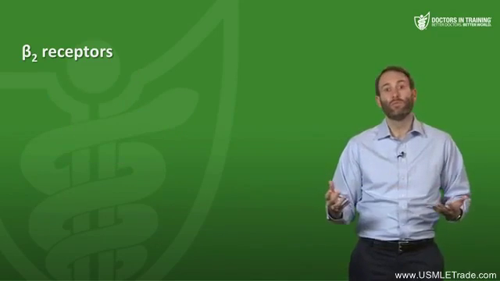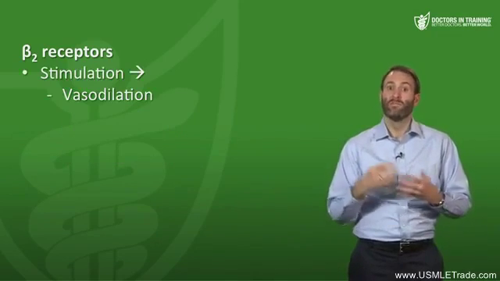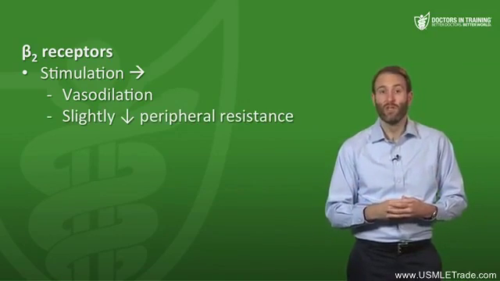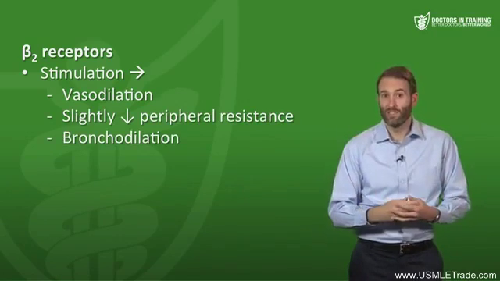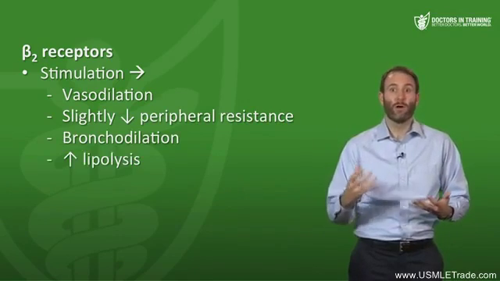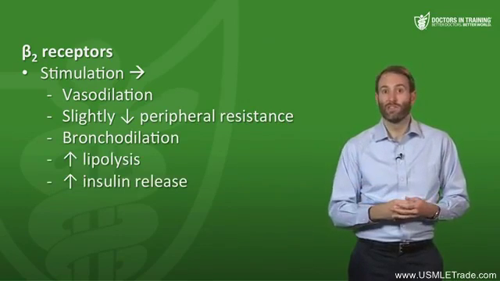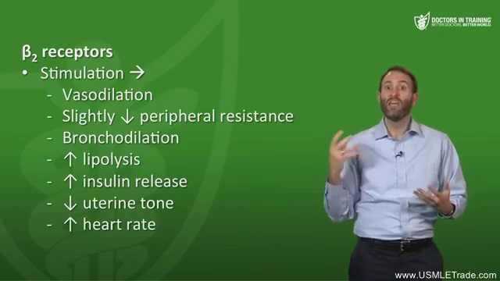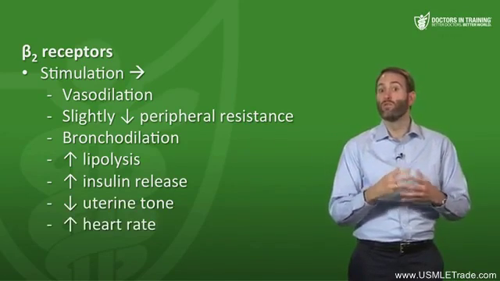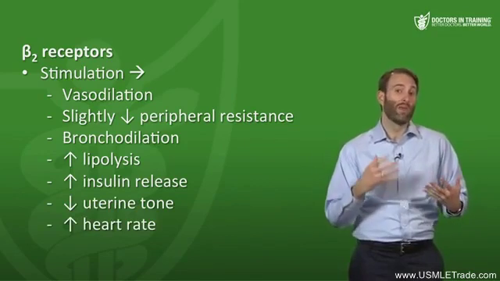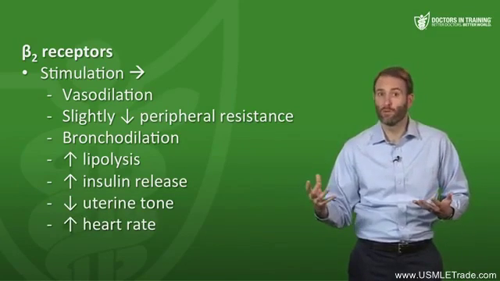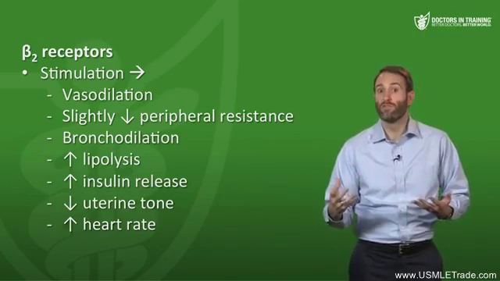And then what about beta-2? Beta-2 receptors will cause some vasodilation, which will lead to a slightly decreased peripheral resistance. You're going to see bronchodilation, that's a big one to remember, increased lipolysis, increased insulin release, and decreased uterine tone. You also generally see an increase in heart rate, but this is not because of direct stimulation of the heart like we see with our beta-1 receptors.